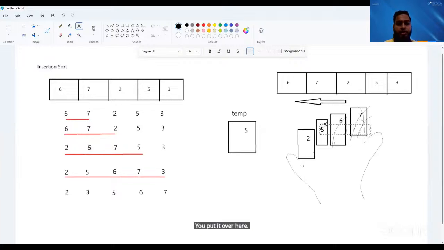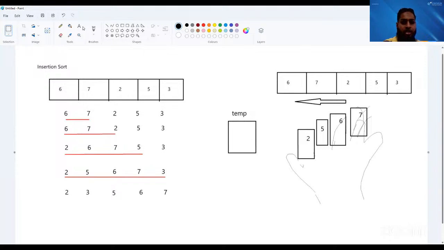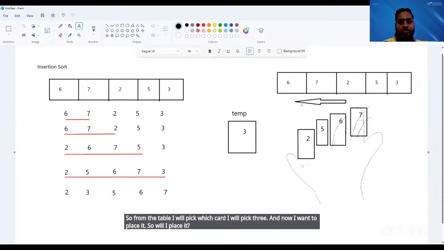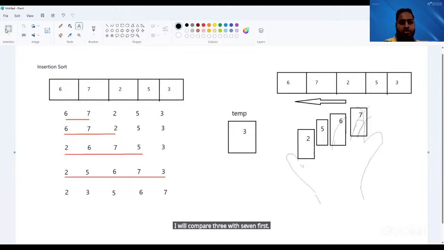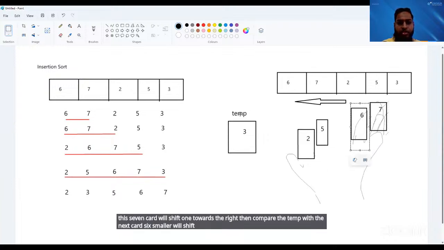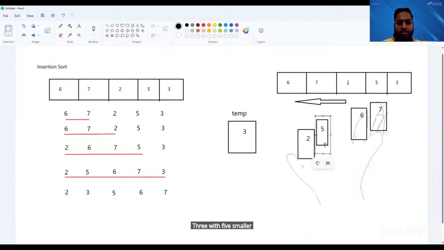Now let's take the last card, which is 3. From the table, I will pick 3. And now I want to place it. So how will I place it? I will compare 3 with 7 first. The card I have got is smaller. So this 7 card will shift 1 towards the right. Then compare the temp with the next card. 6 is greater, shift towards the right once. 3 with 5, smaller, shift towards the right once. And now 3 with 2 is greater. Put the temp card over here.